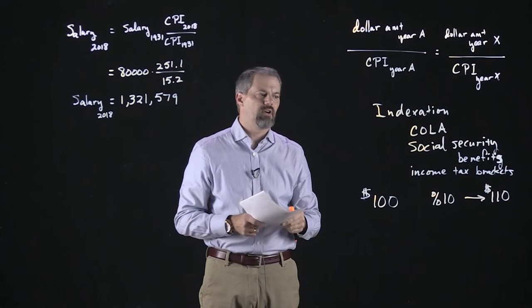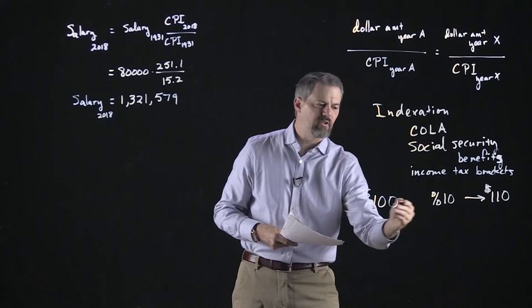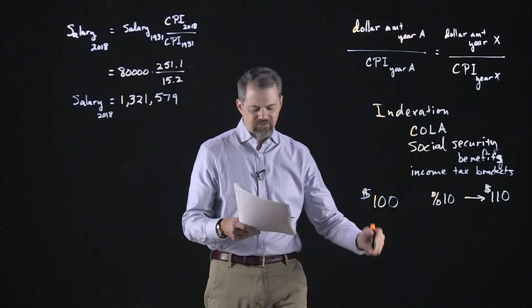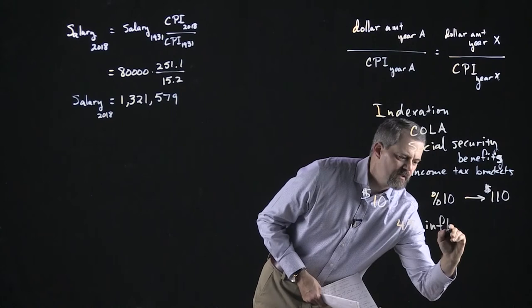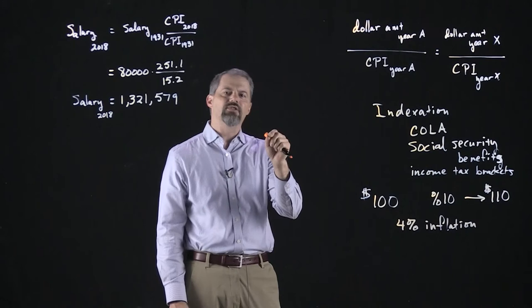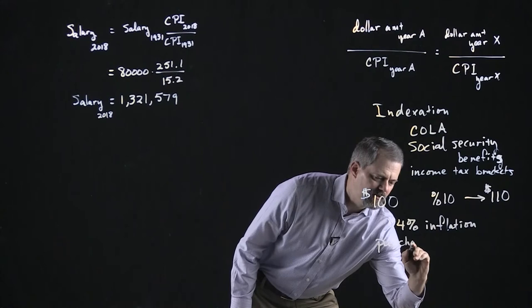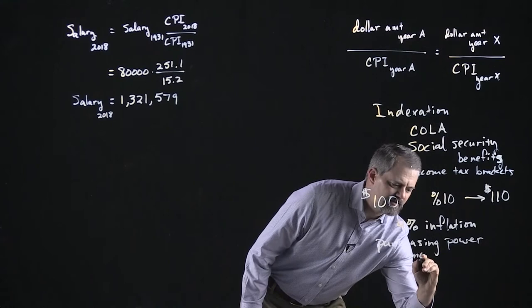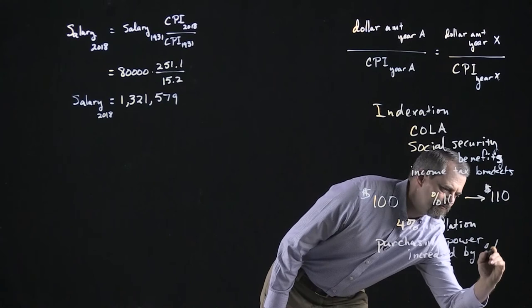Let's suppose we've got a 10% increase in your income. This is what we would call your nominal income. Let's suppose there was 4% inflation. If there was 4% inflation over the course of that year, then your purchasing power has only gone up by 6%.